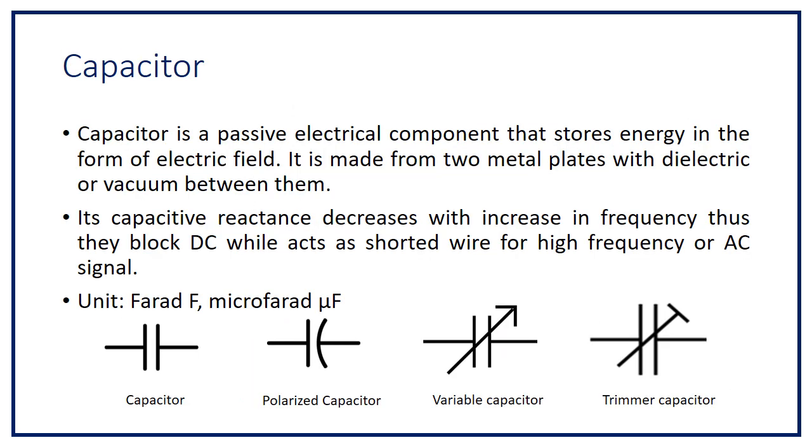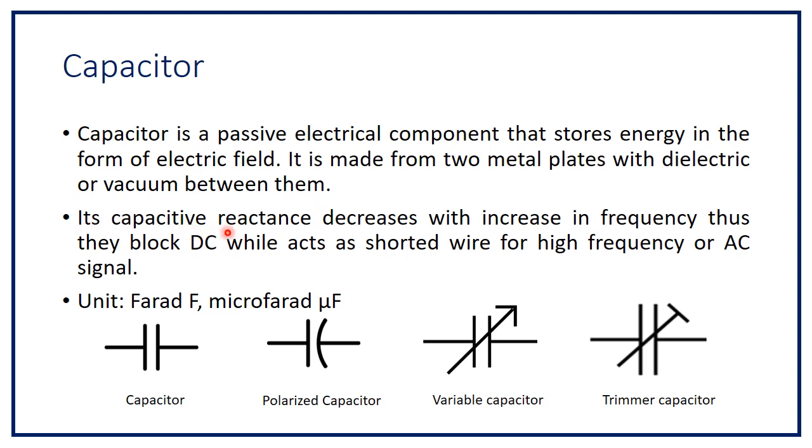In this slide we will discuss capacitor. Capacitor is a passive electrical component that stores energy in the form of electric field. It is made up of two metal plates with a dielectric or vacuum between them. So we can say capacitor is a two-terminal passive electronic component that stores energy in the form of electric field. Basically, a capacitor is made up of two parallel metal plates, and there is a dielectric between these two plates. That dielectric can be air, or it can be any non-conducting material.